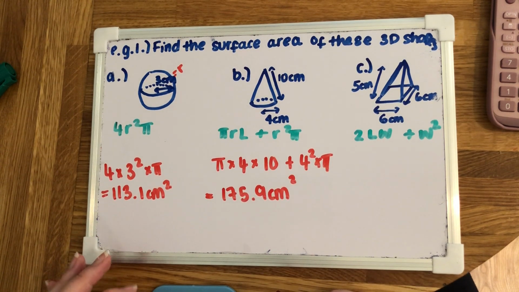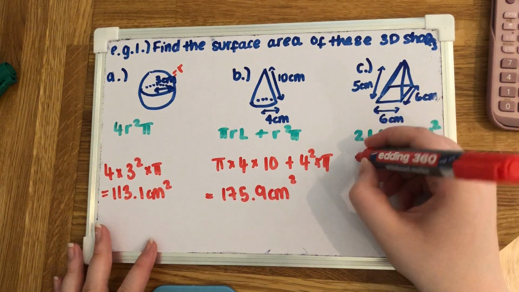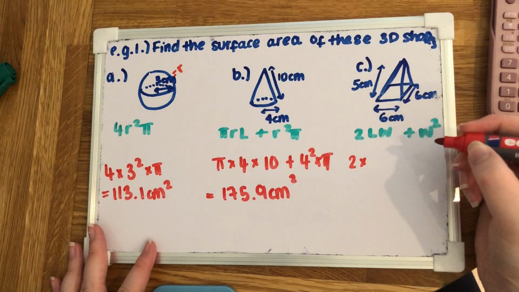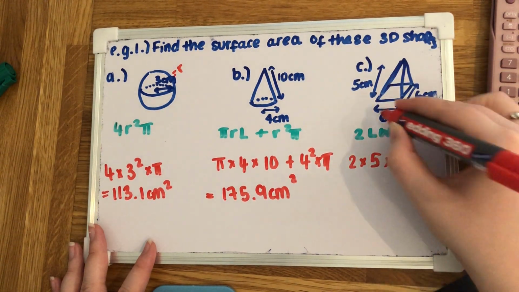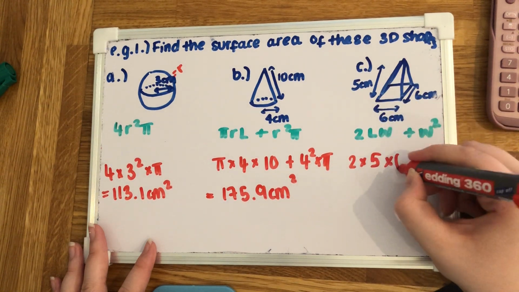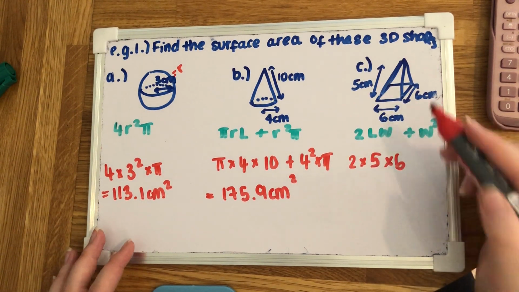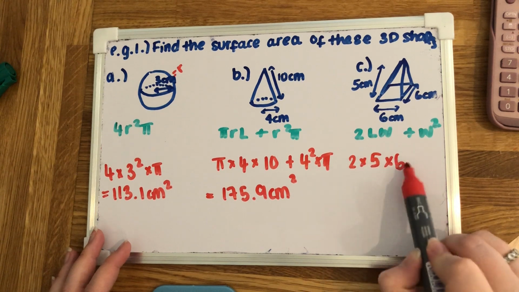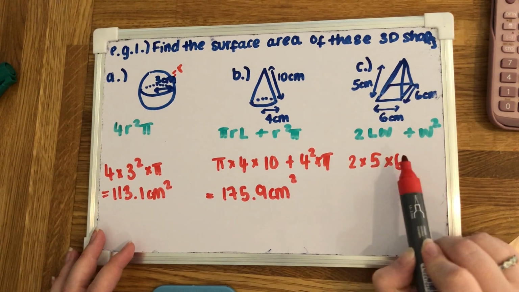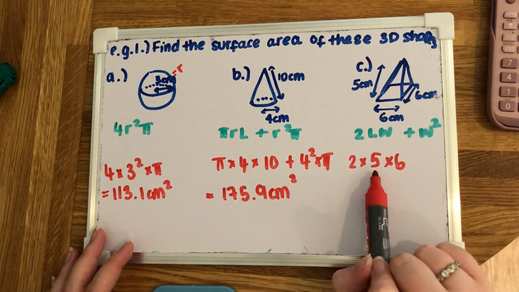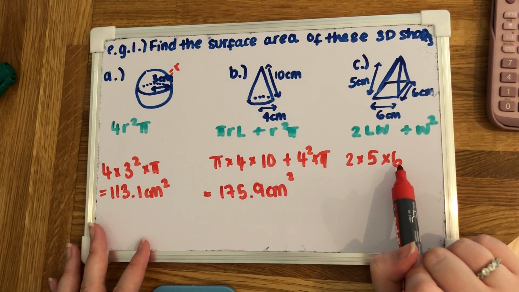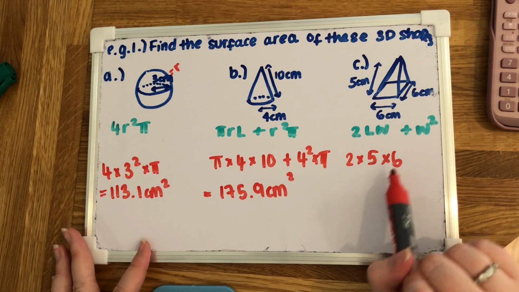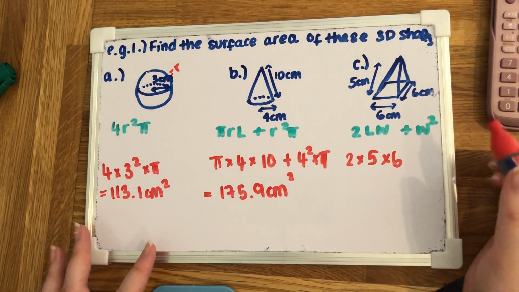Okay, and the last one. We are doing 2 times, where L is 5 and W, one side of the base, is 6. That divided by 2 would be the area of one triangle, but we need 4 of them. So you could do 5 times 6, which is 30, half it, which is 15, and then times it by 4, and you'll still get the same answer.